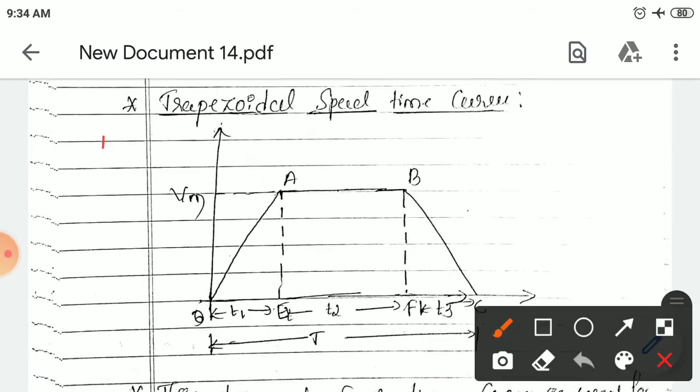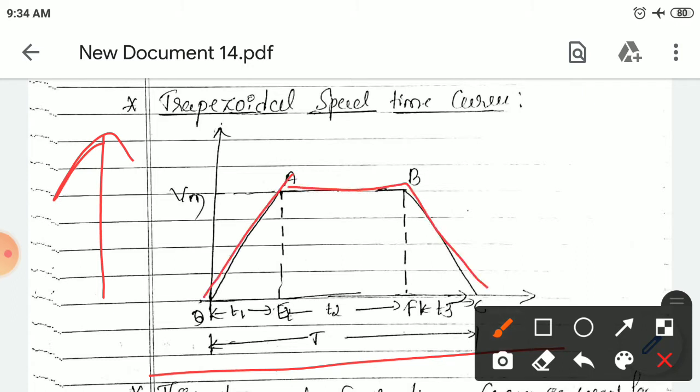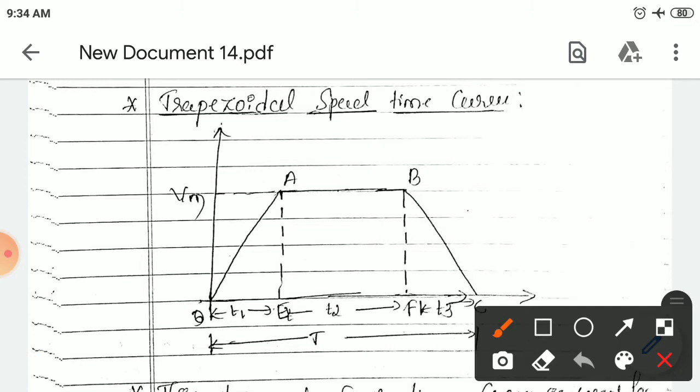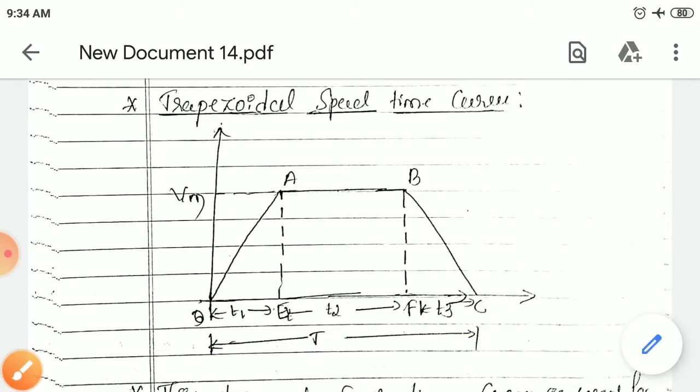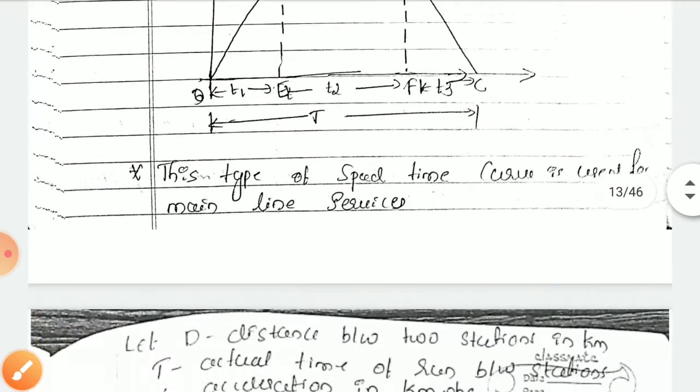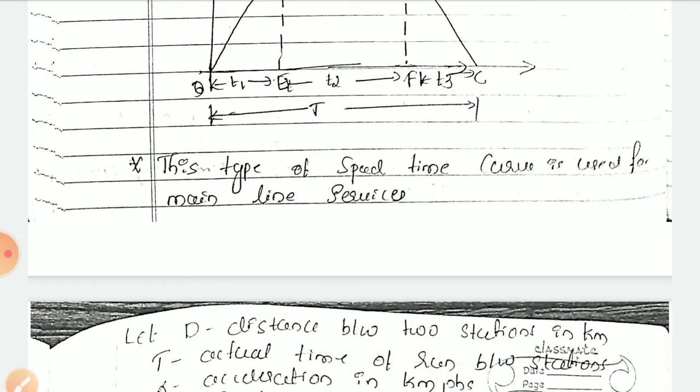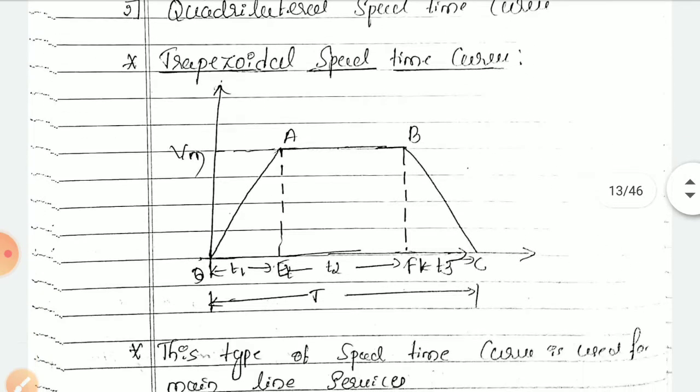So this is speed and this is time. Here, A to B, for simplification, is drawn like this. The times are T1, T2 and T3 here, and A to B is the total time T. This is the graphical representation of the trapezoidal speed time curve. This type of curve is used for the main line services, as I said: main line service, city service, suburban service.